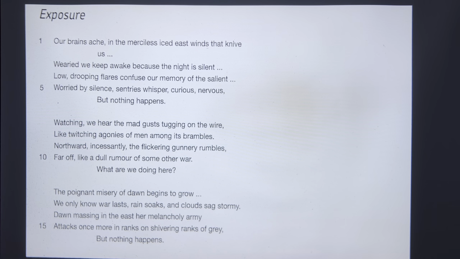Next up, guys, ooh, I love this poem. Our Brains Ache. This is one of the nature ones. The first line is so beautiful.